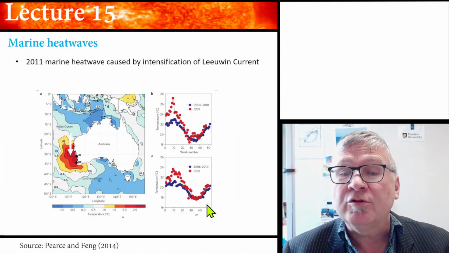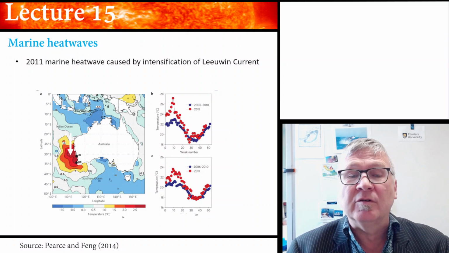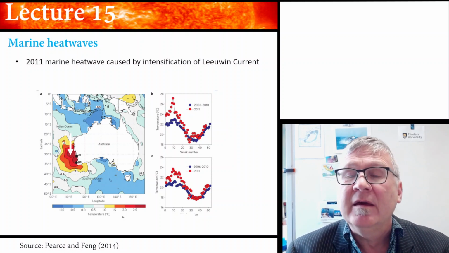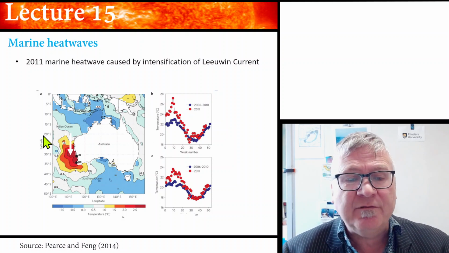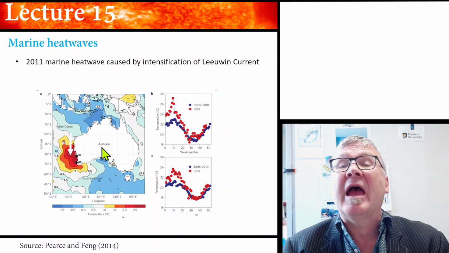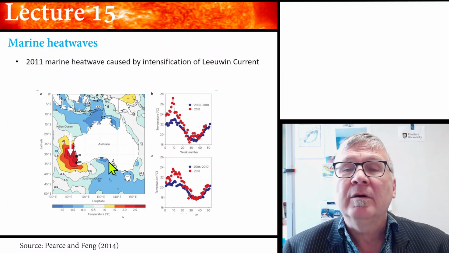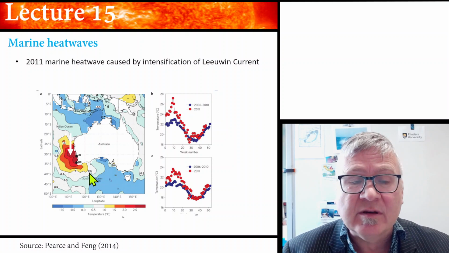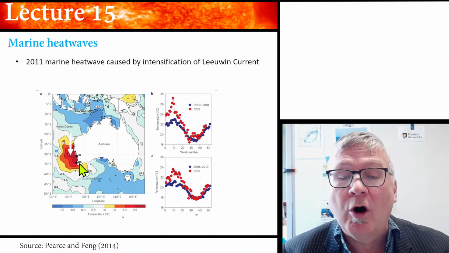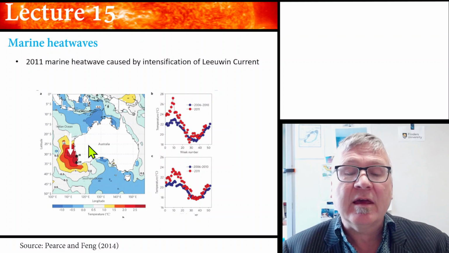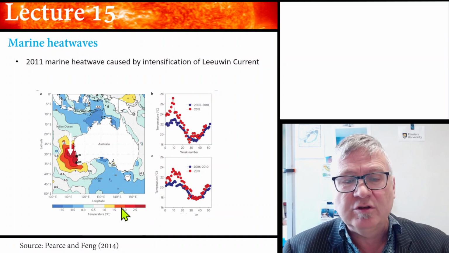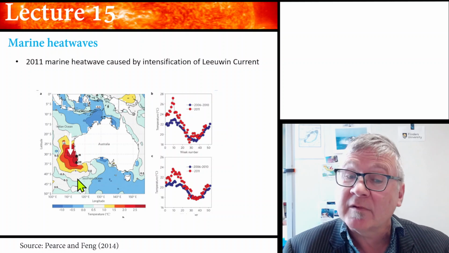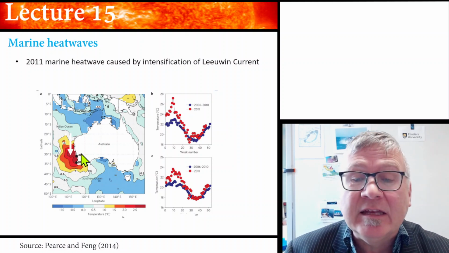Okay, I'll show you two examples. One is the 2011 marine heat wave caused by intensification of the Leeuwin Current. There's a map shown on the left, and it shows you the temperature anomaly compared to normal conditions. You can see an area which is much warmer. We're looking at temperature anomalies of 2 degrees, up to 2.5 degrees warmer. This is what we call a marine heat wave.